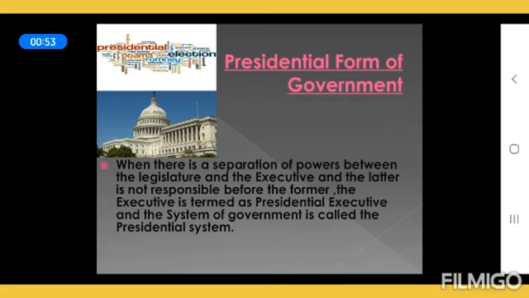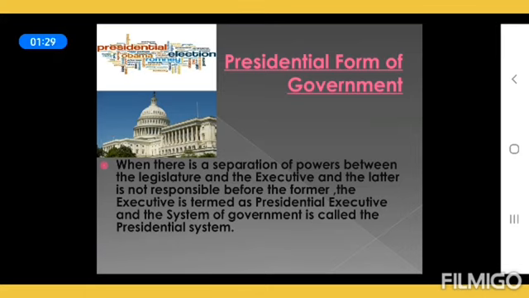They are not interdependent on each other, whereas in the parliamentary form of government they are interdependent. I have already told you that they have a close and continuous relationship, because the executive has been constituted out of the legislature. But in the presidential form of government, there is a separation of powers between the legislature and the executive, so the executive is not responsible to the legislature. That is the kind of system.